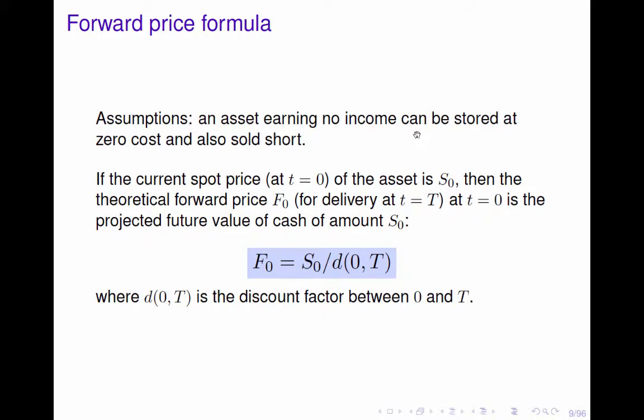In the previous lesson, we have introduced the forward contract and gave a forward price formula under the assumptions that the underlying asset earns no income and has no storage cost. In this lesson, we will see how the forward price would be affected without these two assumptions.